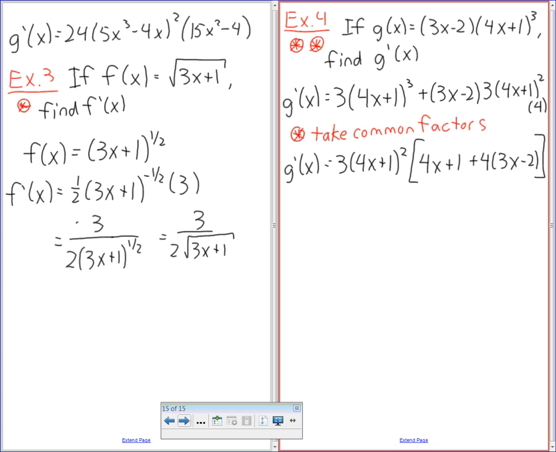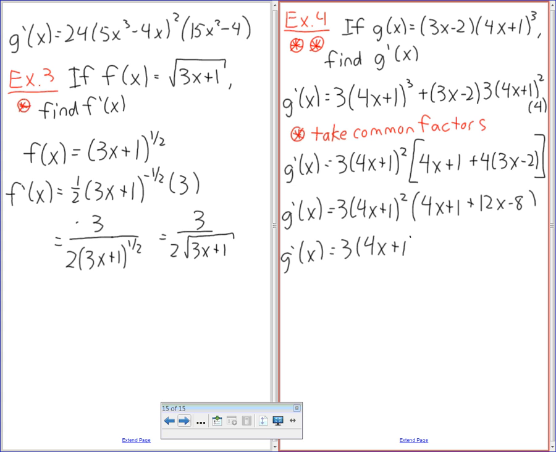And of course, that's looking good, but not yet great. What's my final step before I'm done? Yeah, I heard combine. Hopefully everyone else did too. I'm just going to neaten this up here, okay? So g prime of x equals 3 times (4x plus 1) squared times (4x plus 1) plus 12x minus 8, which is g prime of x equals 3 times (4x plus 1) squared times (16x plus 7).